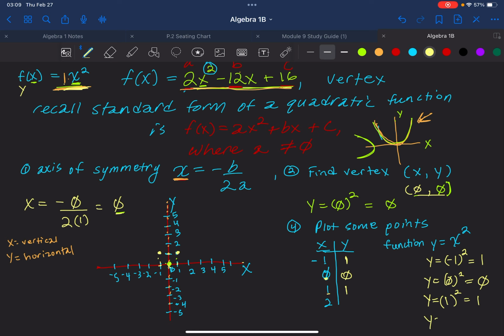Plug in 2. When x is equal to 2, I plug in 2 for x. Okay, and then I square it, excuse me. 2 squared is just 4. So when x is equal to 2, y, notice y in my table, is equal to 4. So I go over 2 on my x-axis. Remember, it's +2, so I'm going to go to the right. You can think about it as going to the east, and then I go up 4, so I'm going up north. So I go over 2 units to the east, and I go up 4 units north.